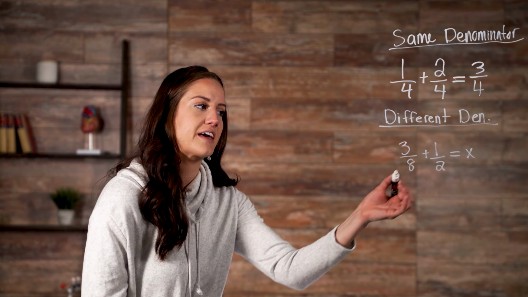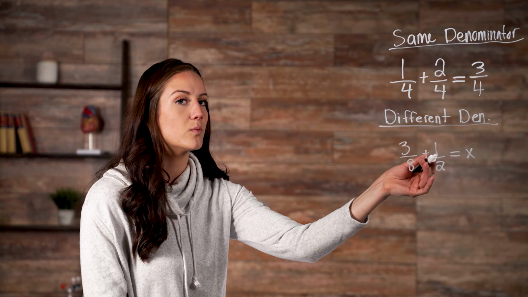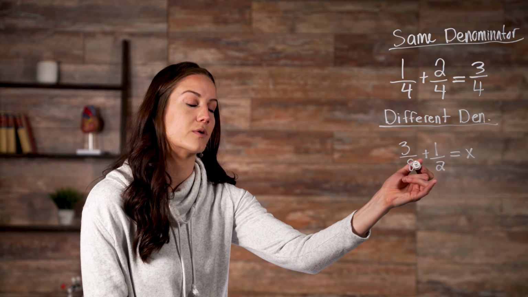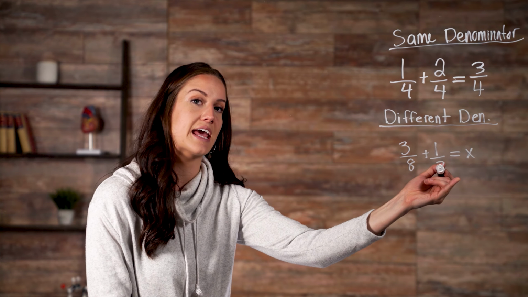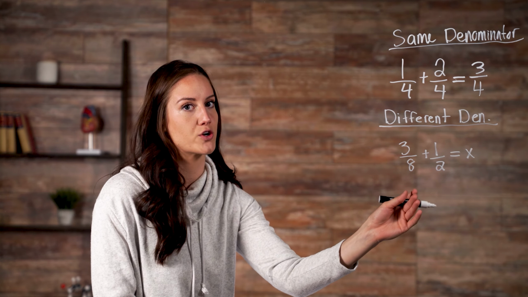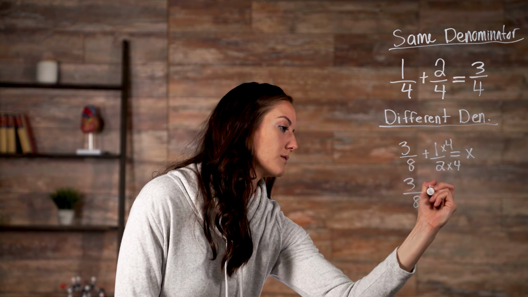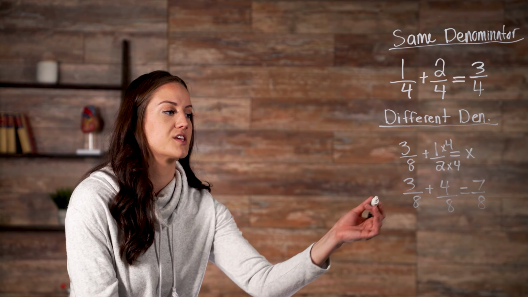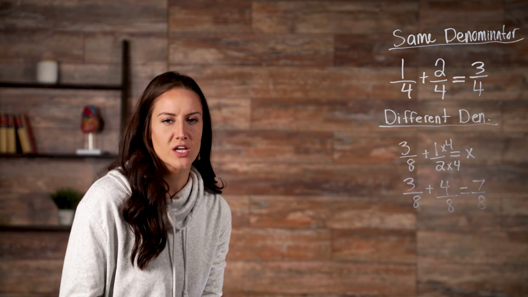You can't really simplify 3/8 into anything that would easily add with 1/2, but we can do something with 1/2 that we could easily add with 3/8. And that's multiplying 2 by 4, which would give us 8. But whatever we do to our denominator, we also have to do to our numerator. So that would look like this. So our equation now becomes 3/8 plus 4/8 equals 7/8.